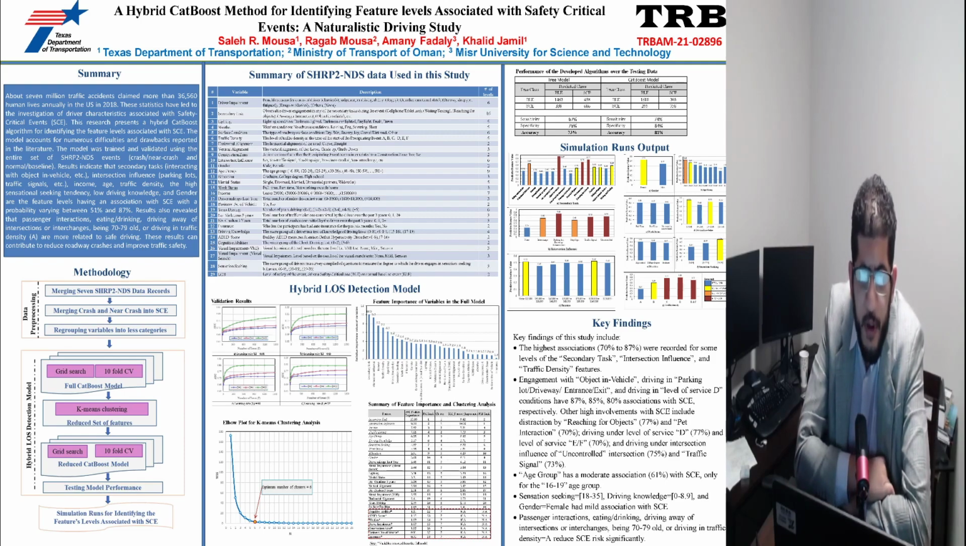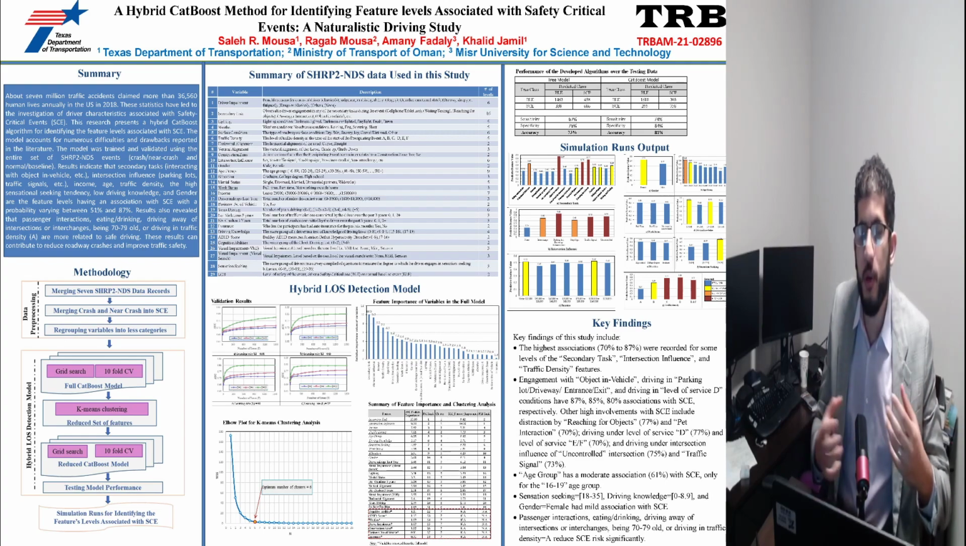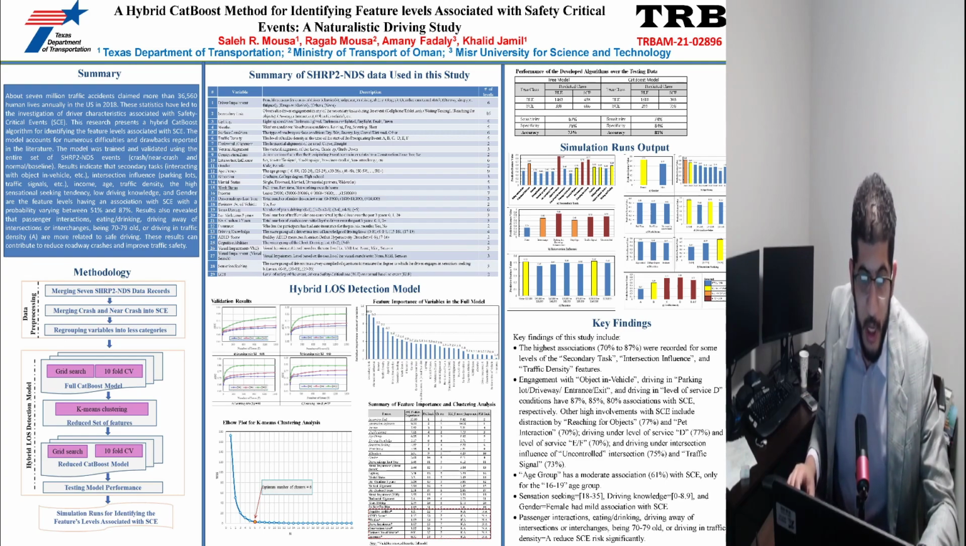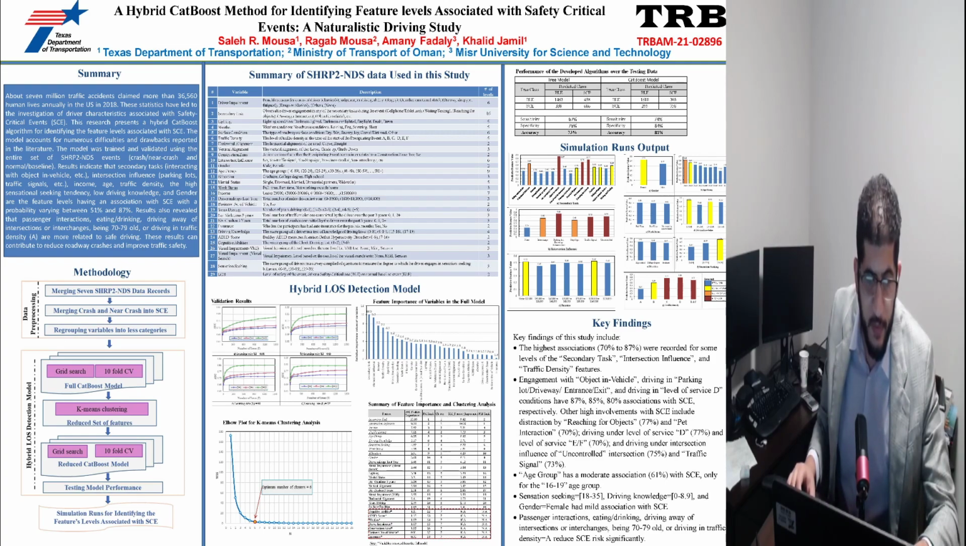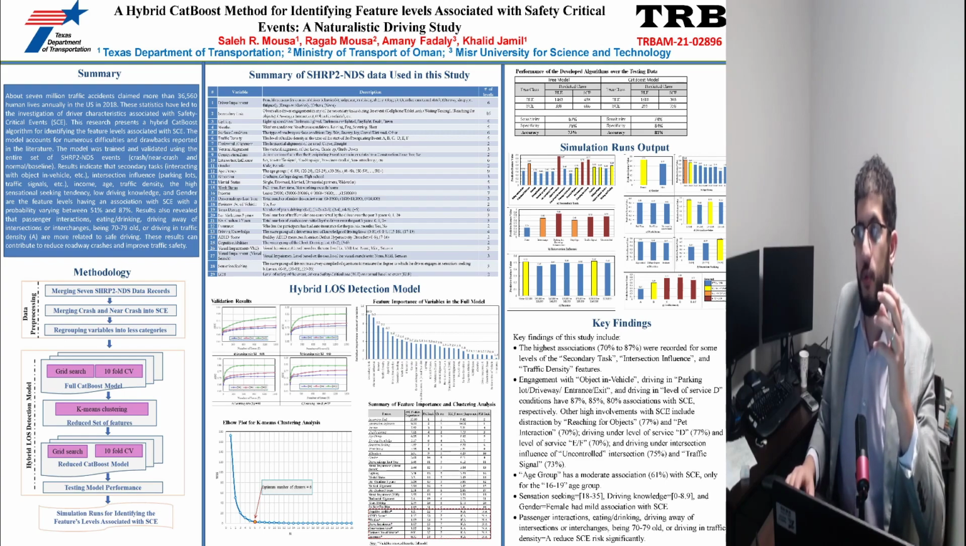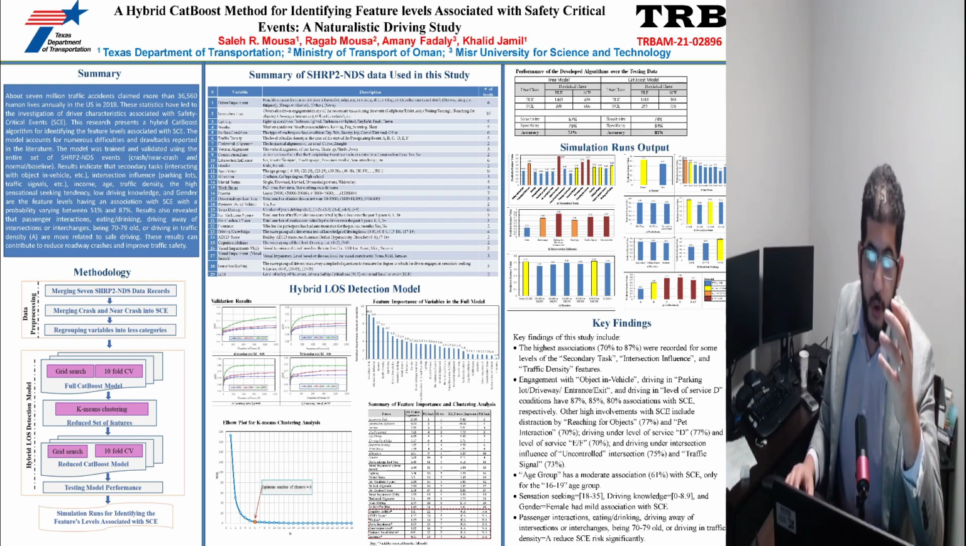So this is a very good thing that tree-based algorithms in general, including CatBoost, do. They report the importance of the features, how important they were in developing the model. So just looking into this, it was very good, and it was expected to see that secondary tasks come on the top of the list, followed by intersection influence, followed by income, traffic density, age group, and so on.